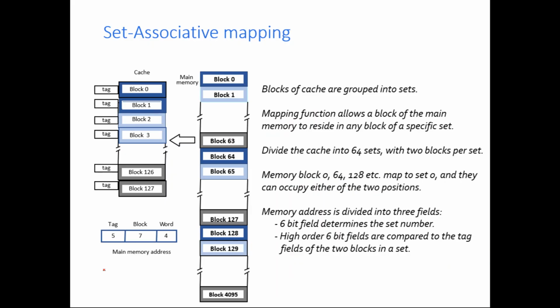But there are no hard and fast rules. In this diagram, this should be set number 6, and this also is 6. But there is no hard and fast rule that the set should have only 2 blocks. A set can have any number of blocks. For example, say that we form a set of 4 blocks. If 4 blocks form a set, in that case what will happen?